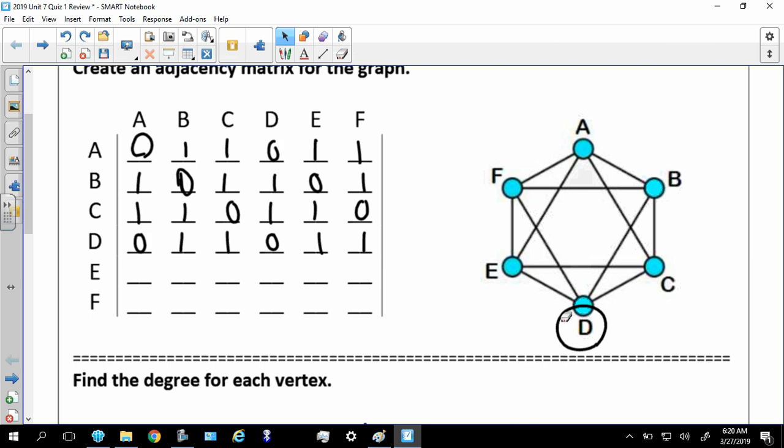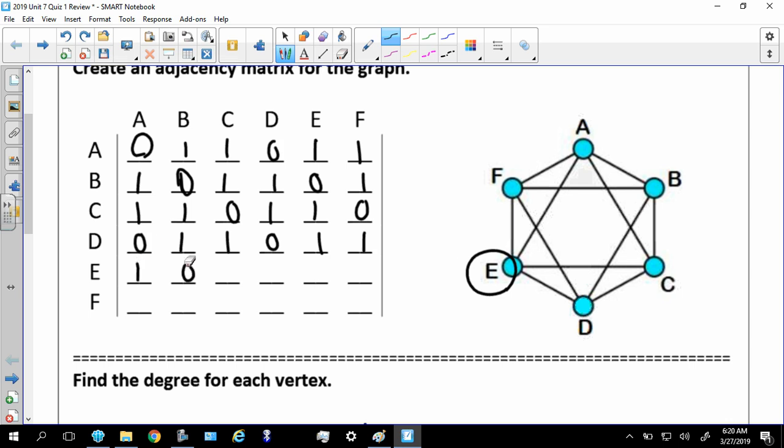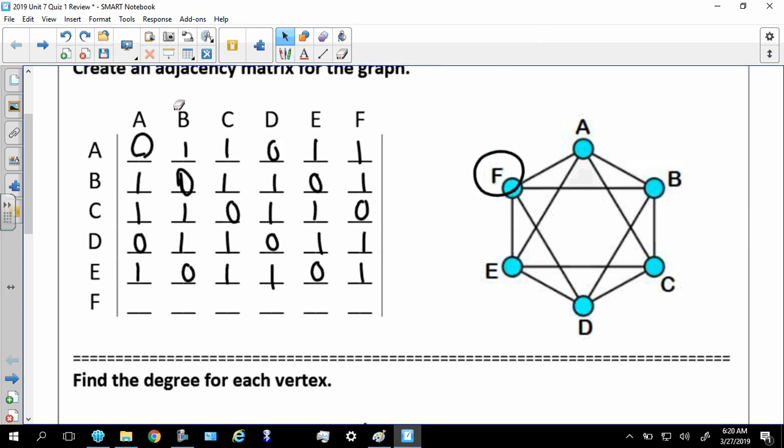So let's see if I can pick this circle up. There it goes. All right, so now E is connected to A. It is not connected to B. It is connected to C. It's connected to D. There's no loop, and it is connected to F. And finally, F. All right, so there's an edge connecting A, connecting B, yes, not C, connecting D, connected E, and it's not a loop. So there you go. That's how you do it.